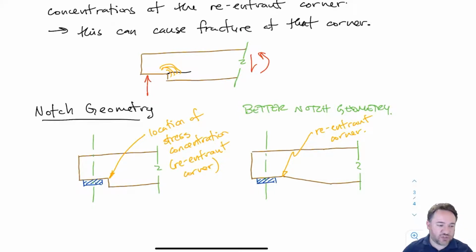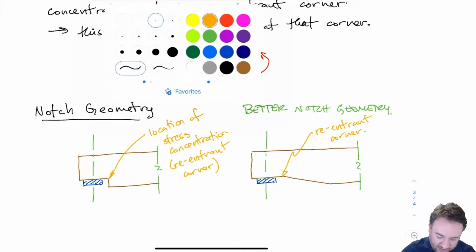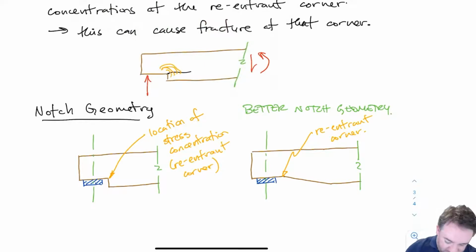So that stress concentration is going to be worse if I have a sharper corner than if I have a more sloped corner. And that's why the geometry on the right is considered to be better than the geometry on the left. And we need to define some parameters here that we're going to use in our equations.